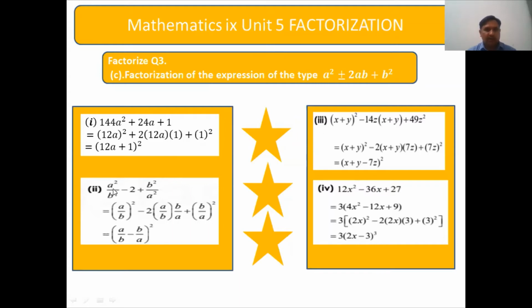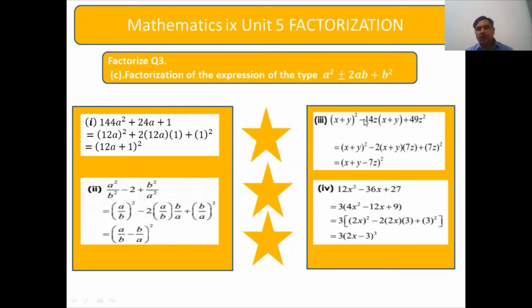Now part 2, this is a square by b square minus 2 plus b square by a square. So this can be written as a by b whole square, and the last expression can be written as b by a whole square. So minus 2 can be written as minus 2, this is the first term and this is the second term. So this a cancels with this one and b cancels with this one, we have 1. So by formula, this is a square minus 2ab plus b square. So this expression can be written in closed form as a by b minus b by a whole square.